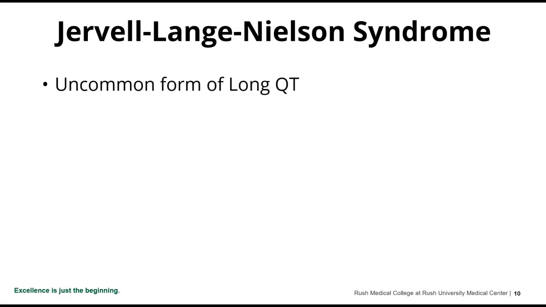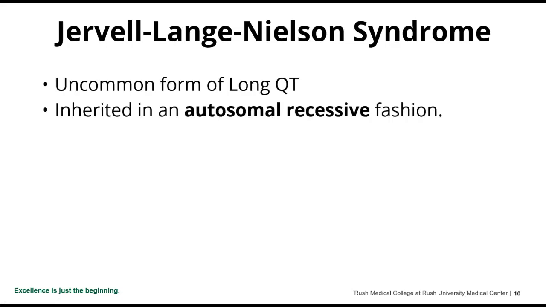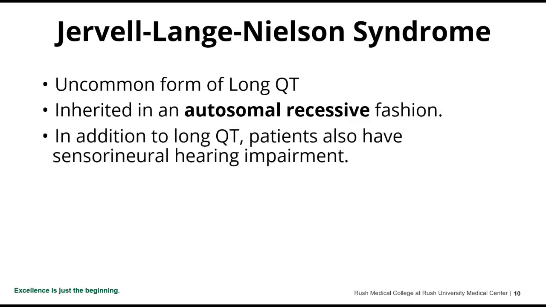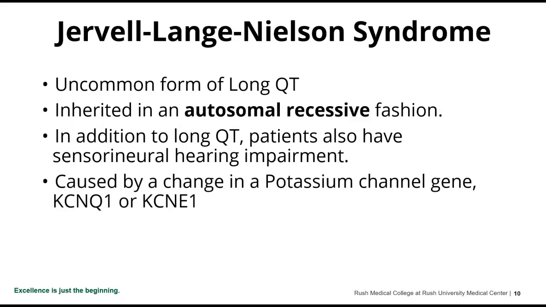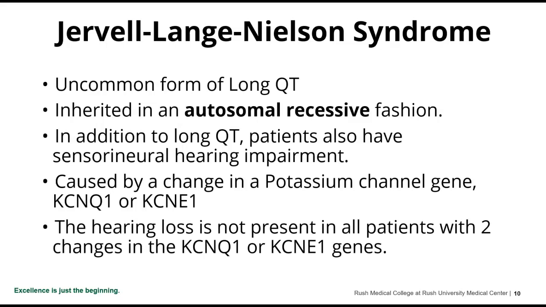Jervell-Lange-Nielsen is an uncommon form of long QT, and it's an inherited autosomal recessive. That means both copies have to be non-functional to have it. In addition to the long QT, the patients also have sensorineural hearing loss. The regular long QT is just long QT, nothing else. But in this case, there's changes in the potassium channels, KCNQ1 or KCNE1. You might notice that KCNQ1 is dominant long QT, but if both copies aren't working, it can result in long QT and hearing loss.